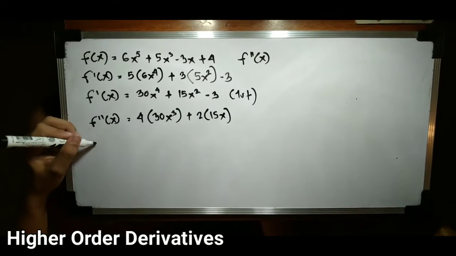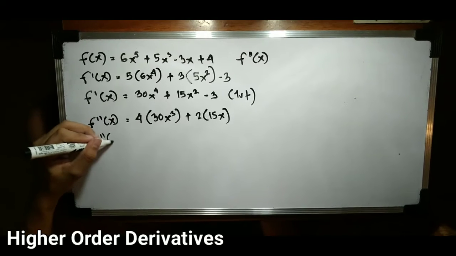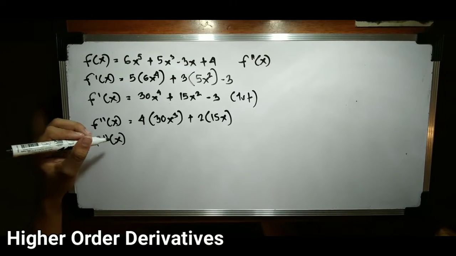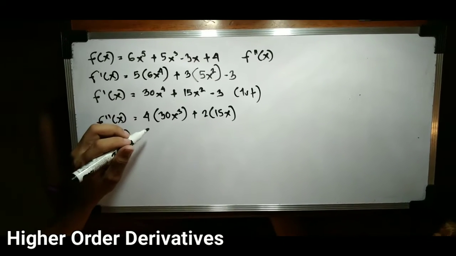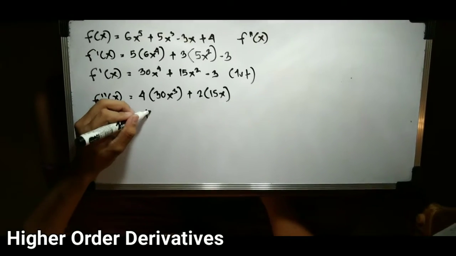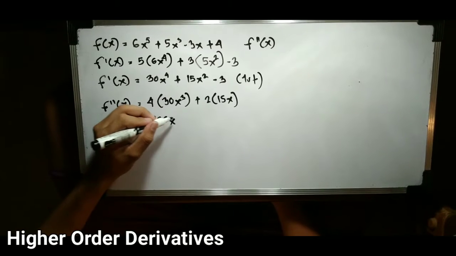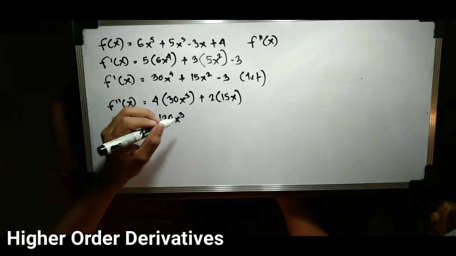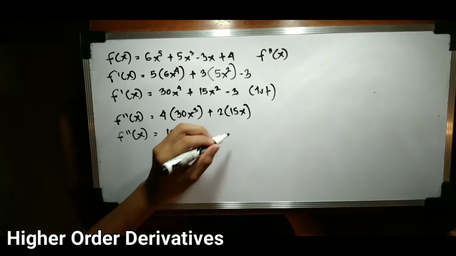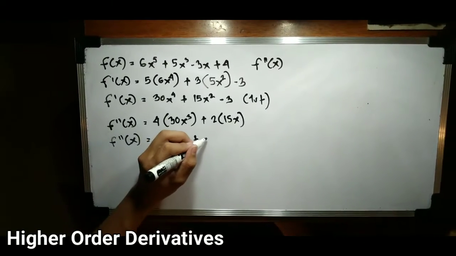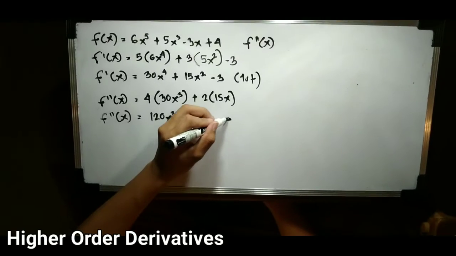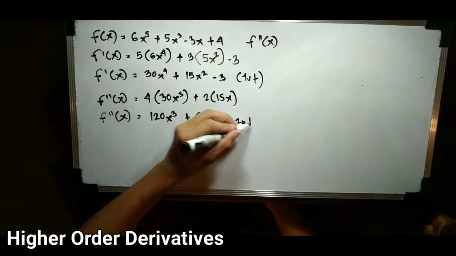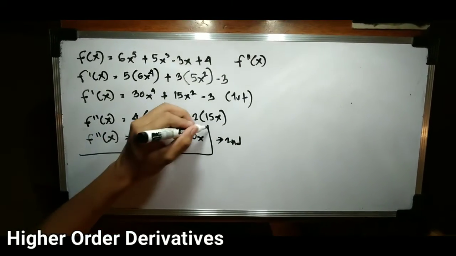Then we can now simplify it by multiplying 4 times 30, which is 120x cubed, plus 2 times 15x, which is 30x. So this is now our second derivative. So this is our final answer.